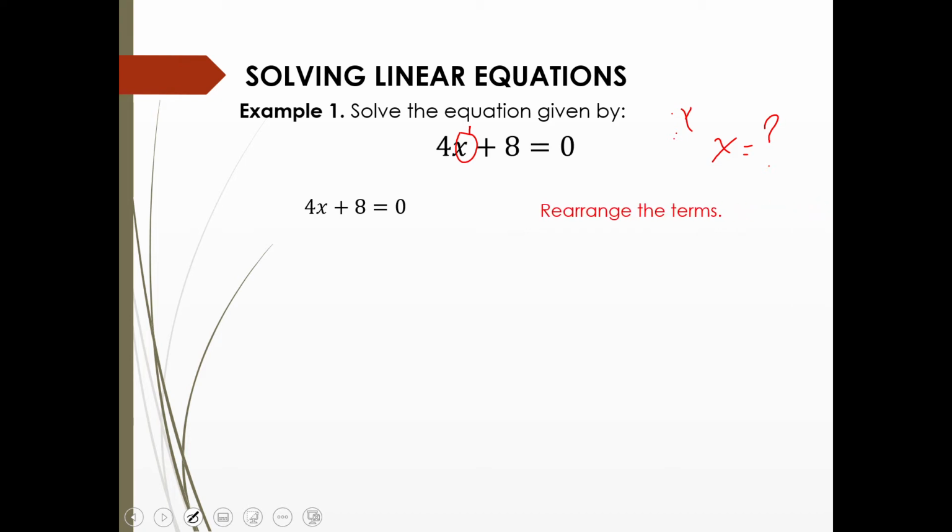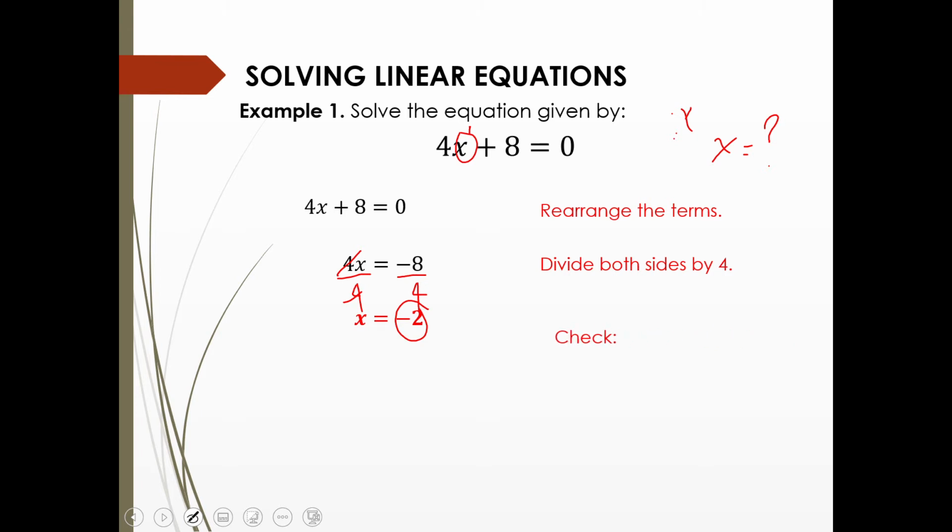So we will rearrange the terms. Left side will be with x, and right side will be with the number. So we have 4x equals minus 8. We want to solve for the value of x. So what shall we do with 4? We are going to divide both sides by 4. If we divide 4 here and 4 here, we will obtain the value of x. So x will be minus 2. Therefore, minus 2 is the solution.